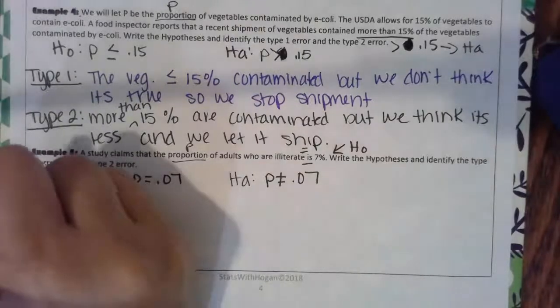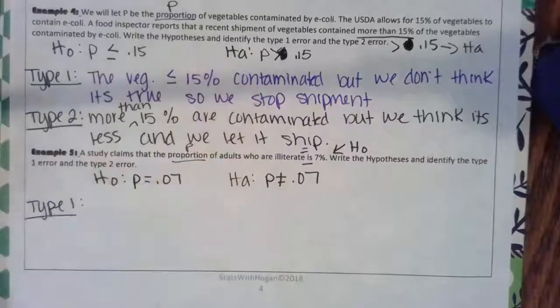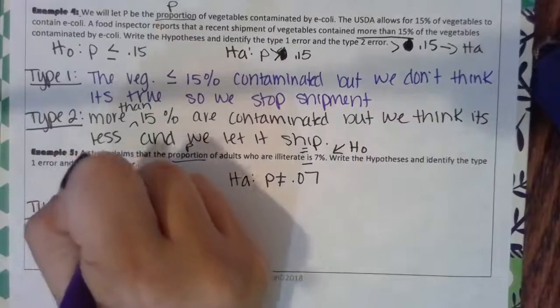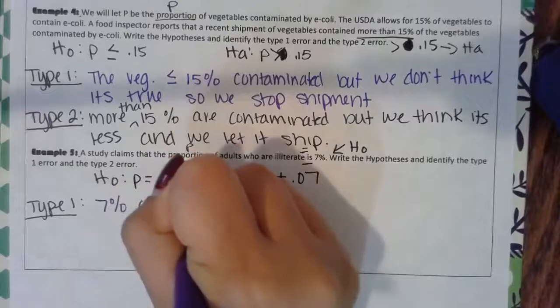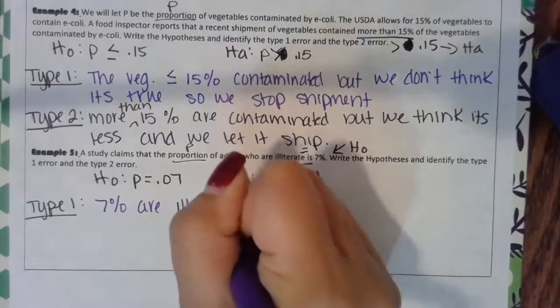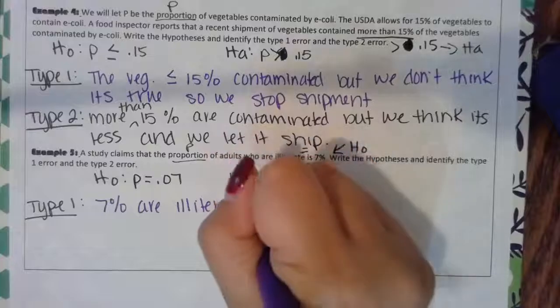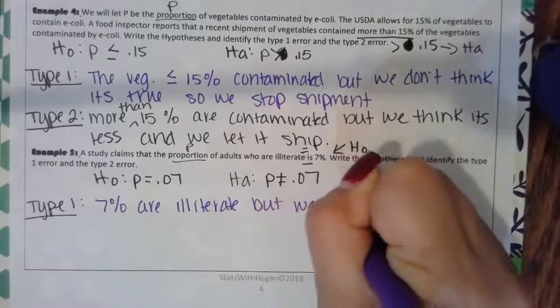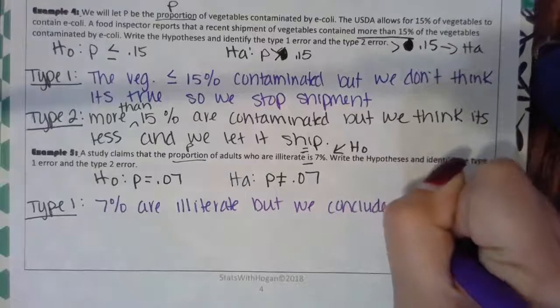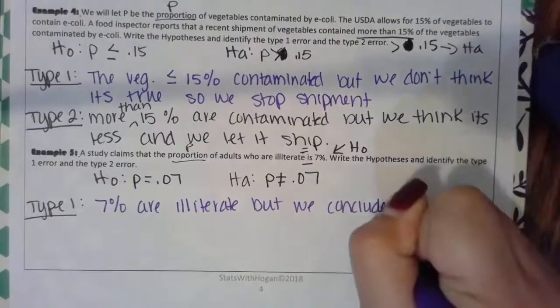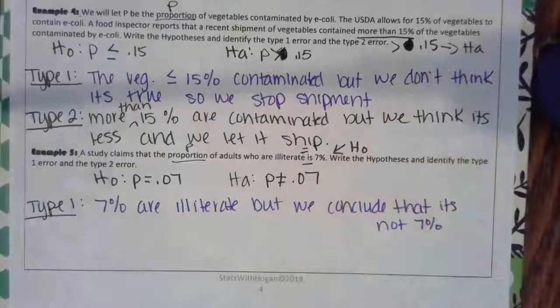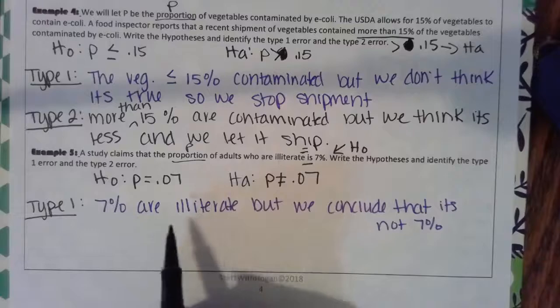Okay, in this case, our type 1 error would look like this: we start with saying that 7% are illiterate, and that is true. But after everything that we go through, we conclude that it's not true. So it is true that it's 7%, but we conclude that it's not. That's a type 1 error. Your null hypothesis is true, but you conclude that it's not true.